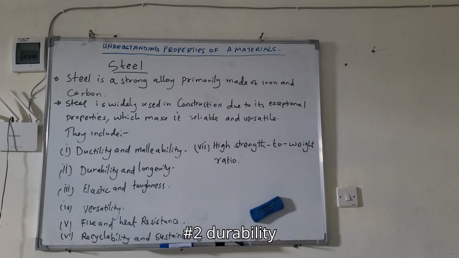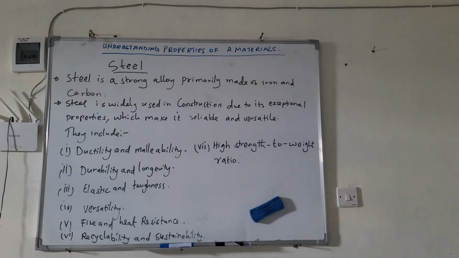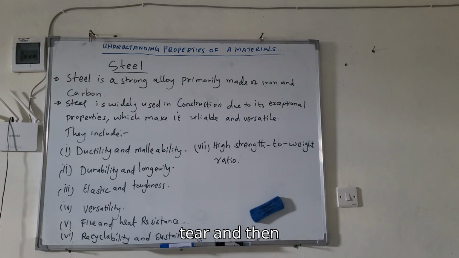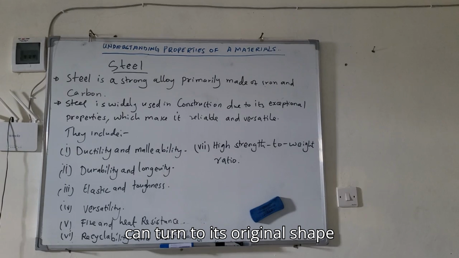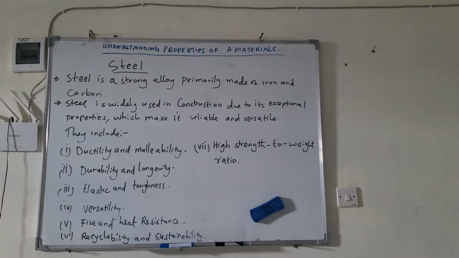Number two, durability and longevity. I will explain. This is the resistance to wear and tear. And then elasticity and toughness. I will also explain. Steel can return to its original shape after deformation. And what is toughness? Toughness is the ability to absorb impact energy without fracturing.